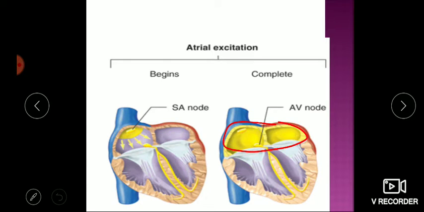So there is an excitation of atria. Immediately after excitation, if you recall, there is excitation contraction coupling. This will initiate contraction in the atria. Excitation is an electrical event and contraction is a mechanical event.